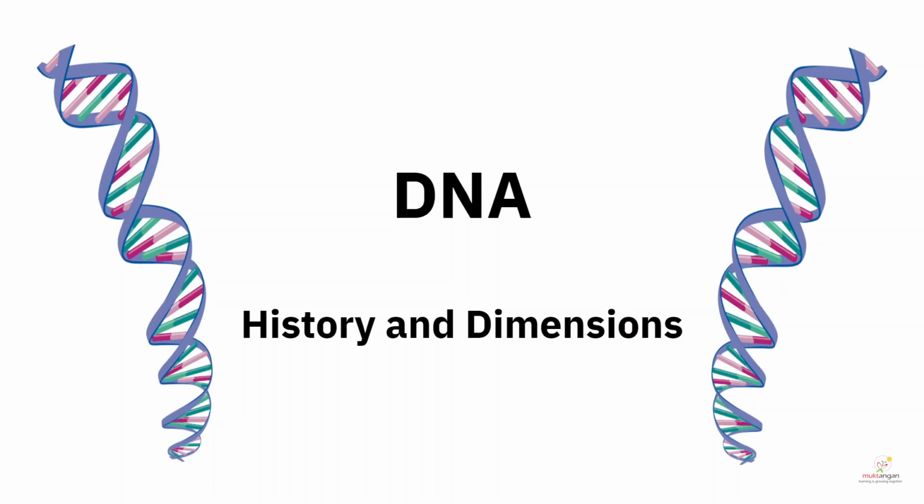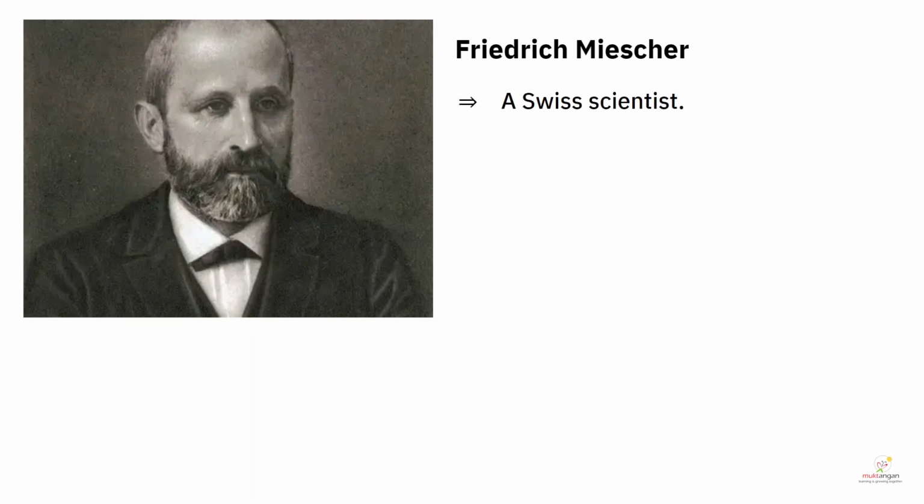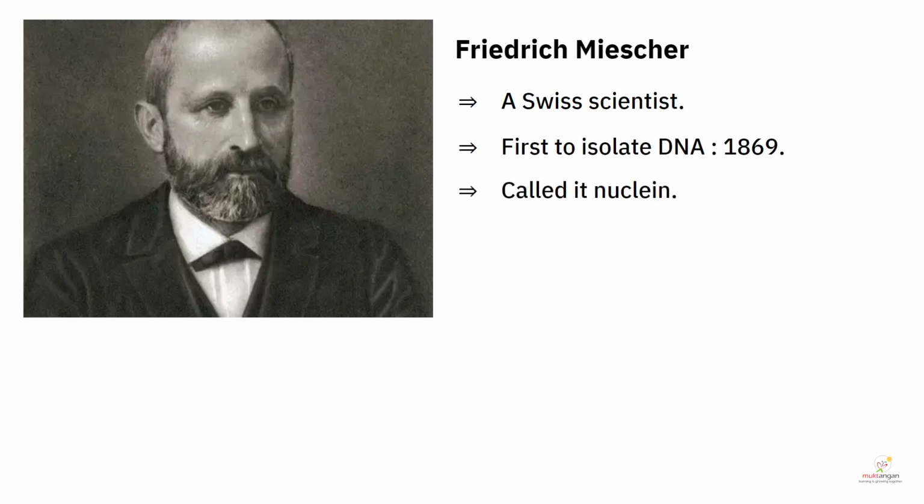In this video, we shall look into the history of DNA and its dimensions. DNA was first isolated by the Swiss scientist Friedrich Miescher in 1869. He extracted it from the nucleus of white blood cells and named it nuclein, which was later known as DNA.